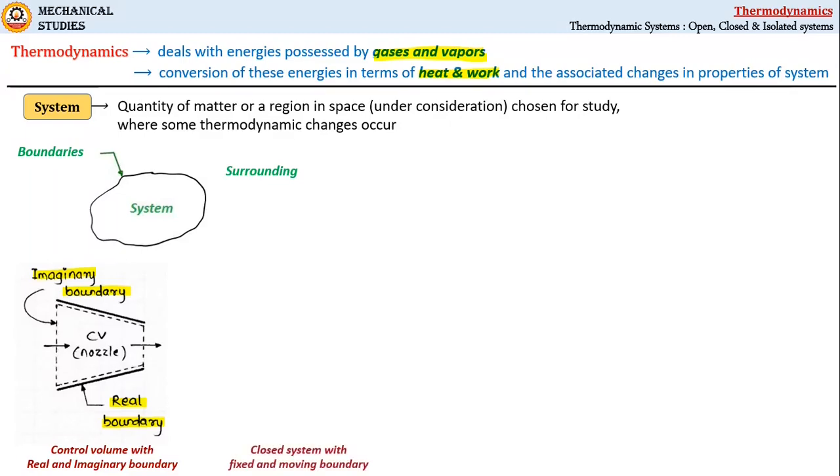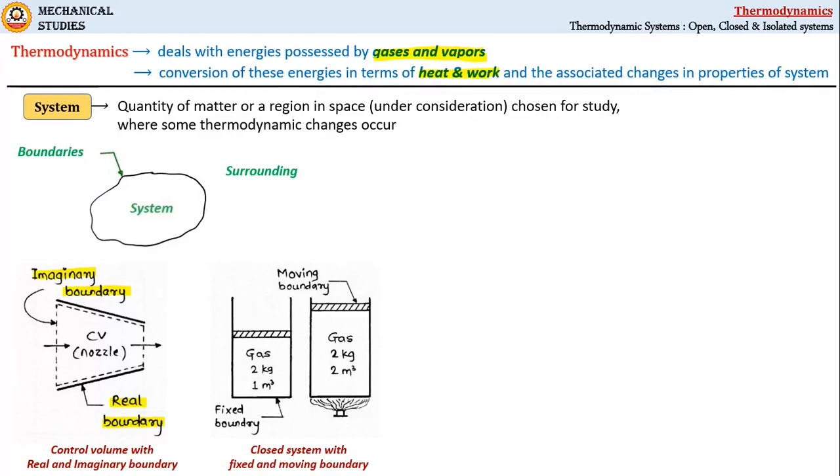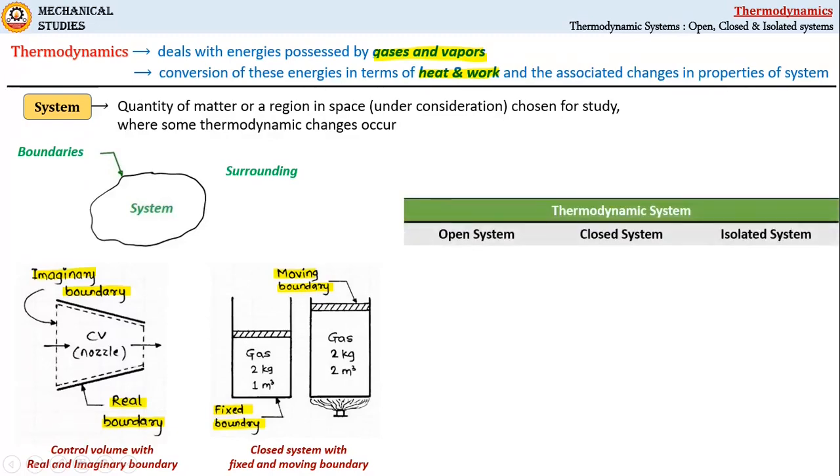For example, here in case of gas enclosed in a piston cylinder device, inner surface of cylinder will serve as fixed boundary here, whereas if the gas is heated, it will expand eventually and cause the piston to move upward. Thus the inner surface of the piston will be shifted upward. So this inner surface of the piston will act as a moving boundary here.